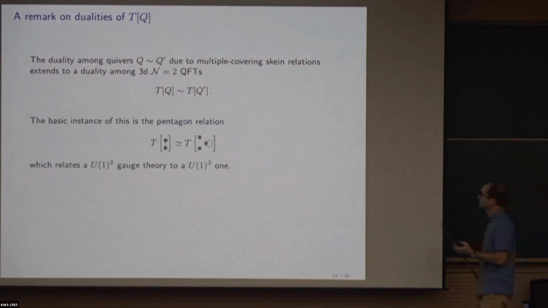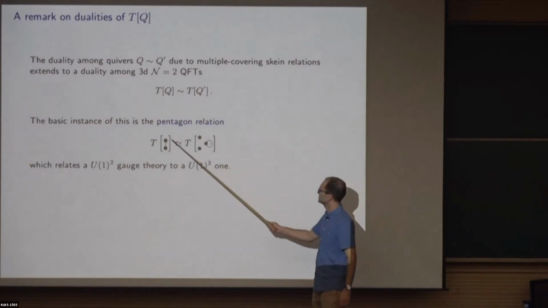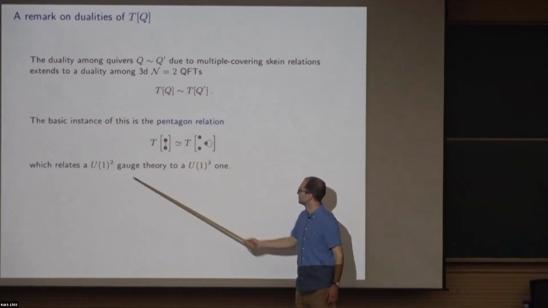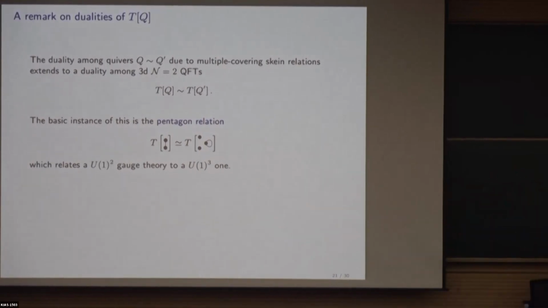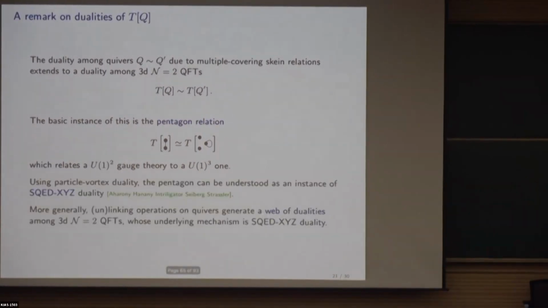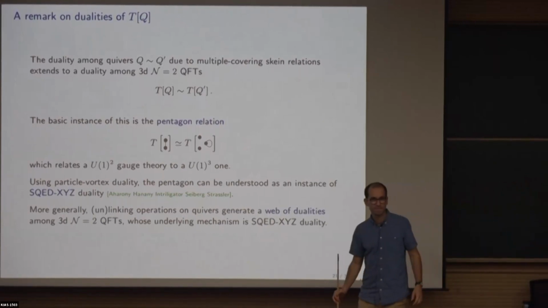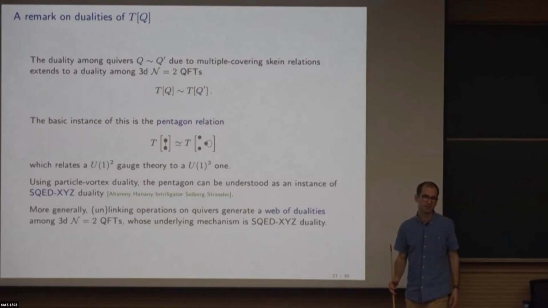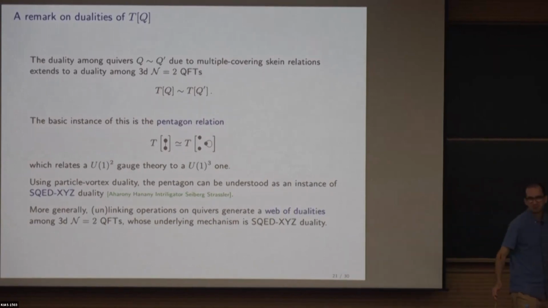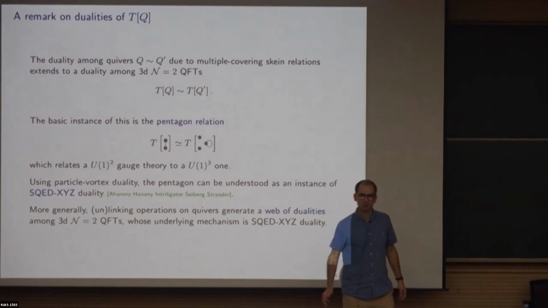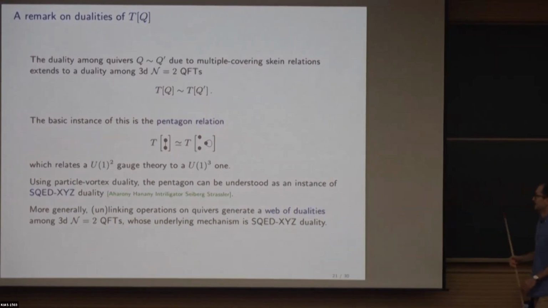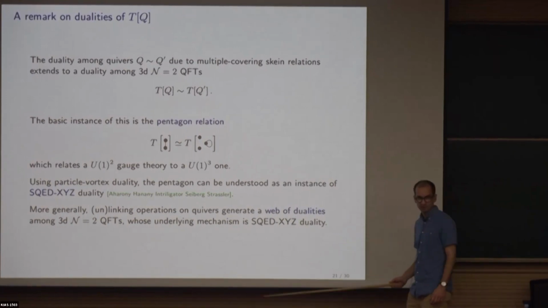So the basic instance of that goes back to the pentagon relation, where you have U(1) times U(1) gauge theory related to U(1) times U(1) times U(1). These are different theories, right? So the spectrum of operators is not the same. Well, we don't know. The only statement is at the level of the vortex partition functions.